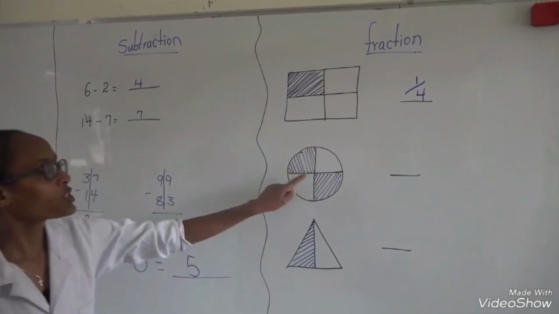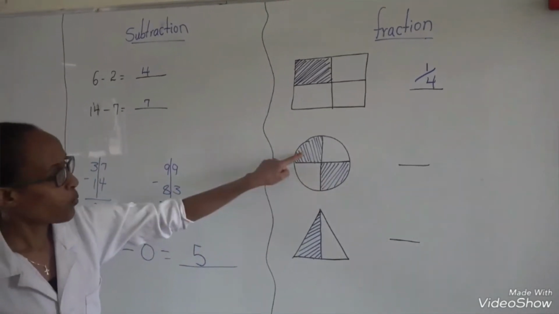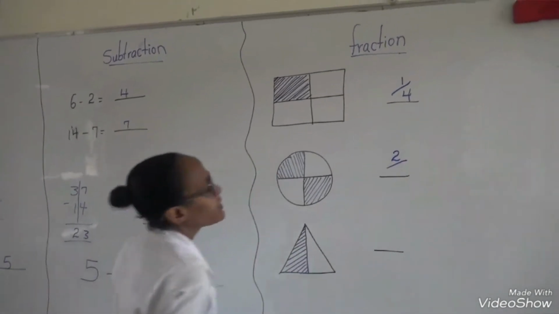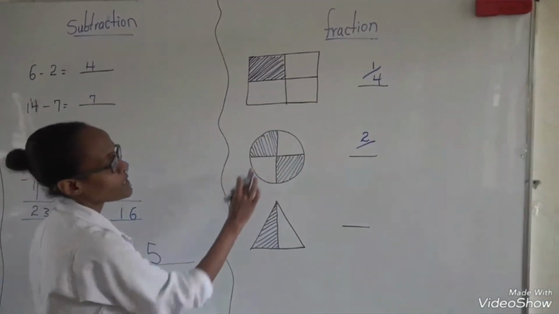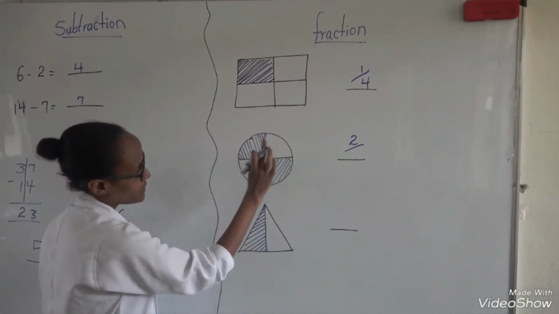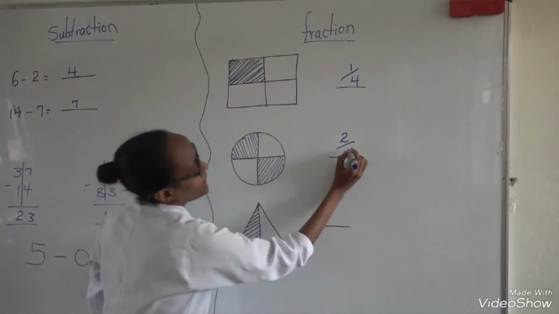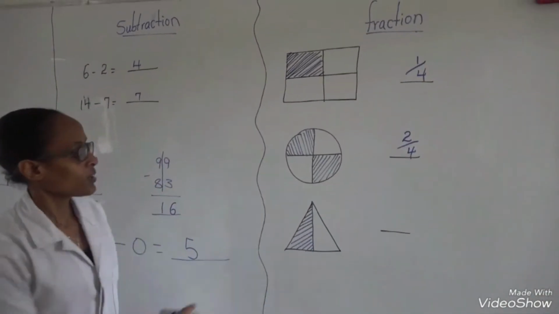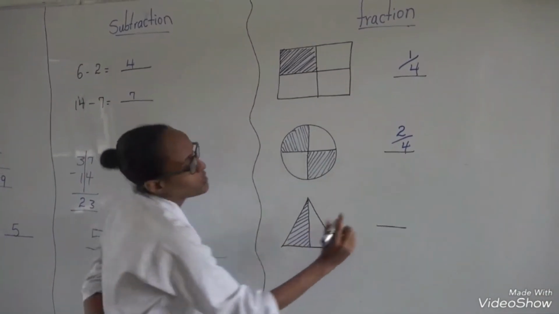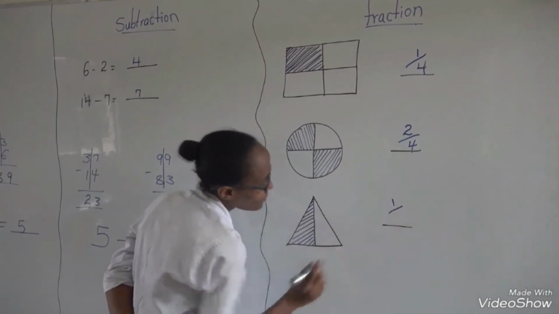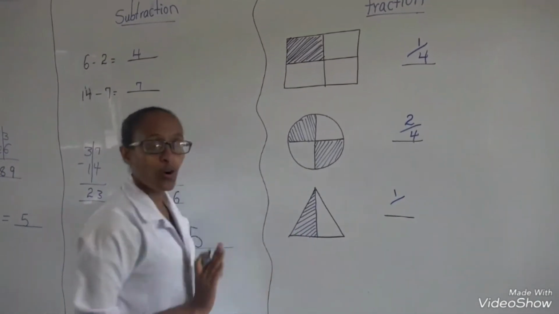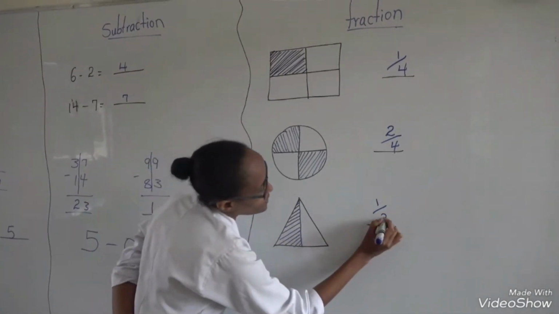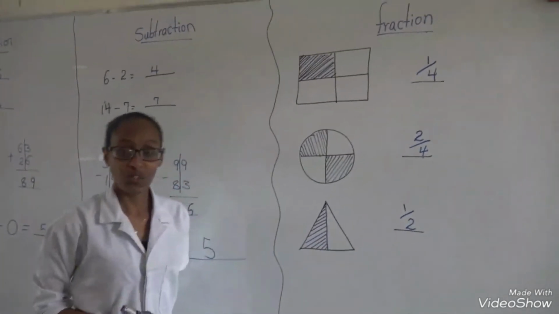Here, how many shaded or colored parts do we have? 1, 2. We're going to write it above, and then we count all the parts. 1, 2, 3, 4. It's going to be 2 over 4. Here we have one shaded part, so we write it on top, and then we count all the parts that we divided. 1, 2. 1 over 2. I think it's so easy.